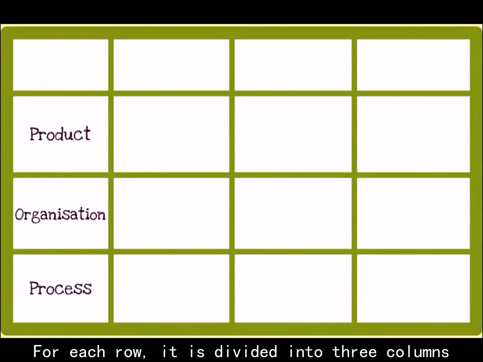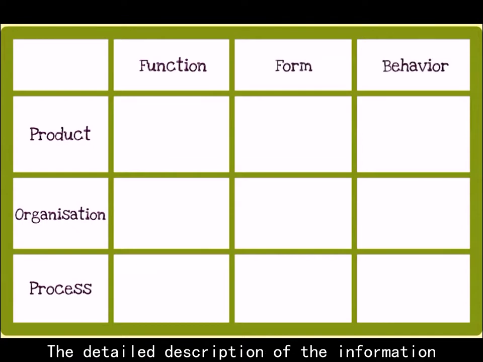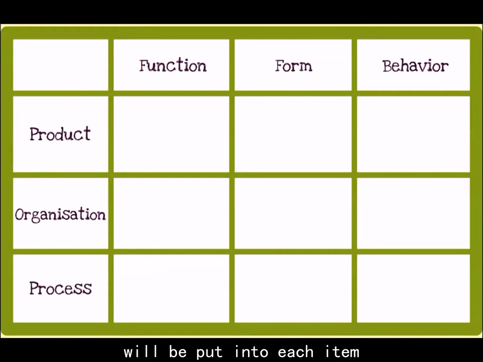There are 3 roles in the model which form the main frame, which are product, organization, and process. And each role is divided into 3 columns: function, form, and behavior. The detailed description of the information will be put into each item.